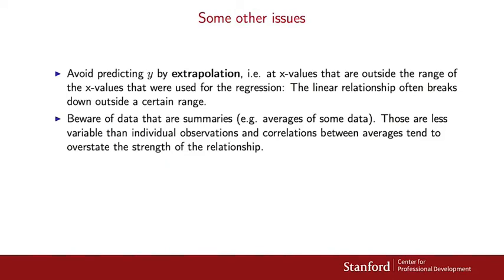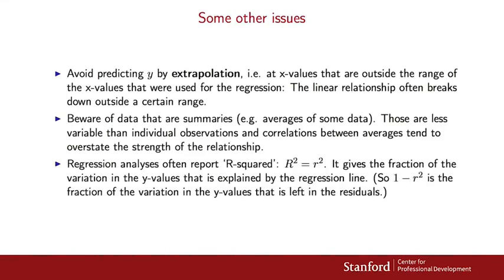Finally, most regression analyses report a number which is called R squared. This is simply the square of the correlation coefficient. The interpretation of R squared is that it gives the fraction of the variation in the y values that is explained by the regression line. So 1 minus R squared is the leftover variation that's left in the residuals. A high R squared means that the regression line does a good job in explaining a lot of the variation in the y values.